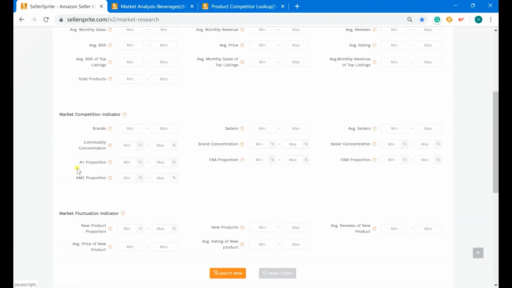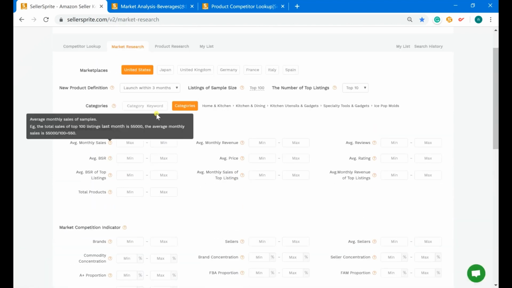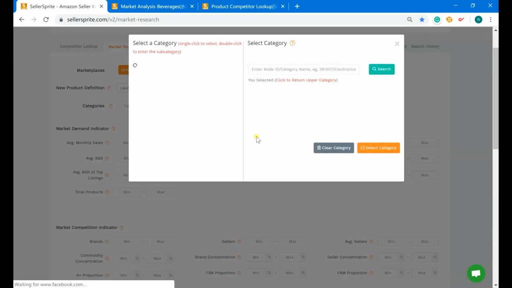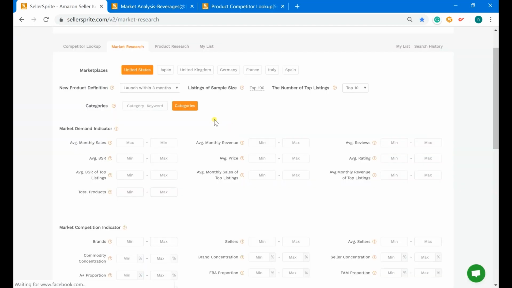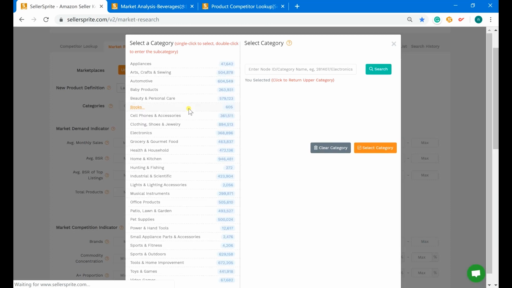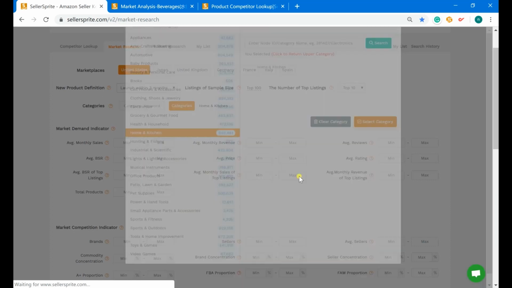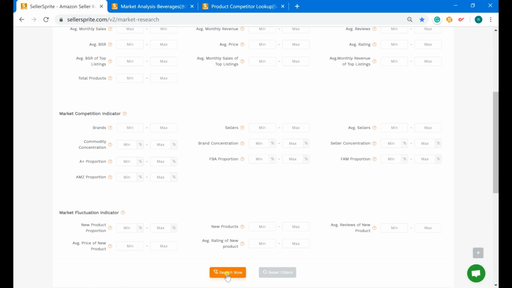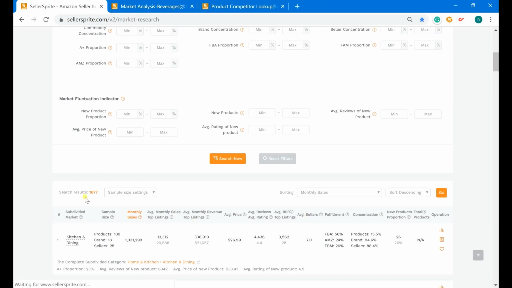If you do not have a target market, but are interested in markets under the category Home and Kitchen, choose Home and Kitchen. Select and search now. You will see the markets under this main category. As you can see, 1,677 niche markets in total.